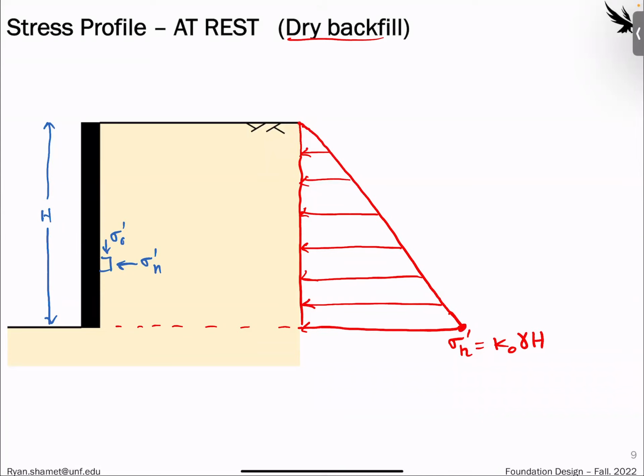So what we're assuming is this is homogeneous material or homogeneous soil, meaning that there is one unit weight and there's only one earth pressure coefficient. If you have different layers or stratigraphy, then you would have to do a different profile, right? Each little triangle would be a different slope depending on that.